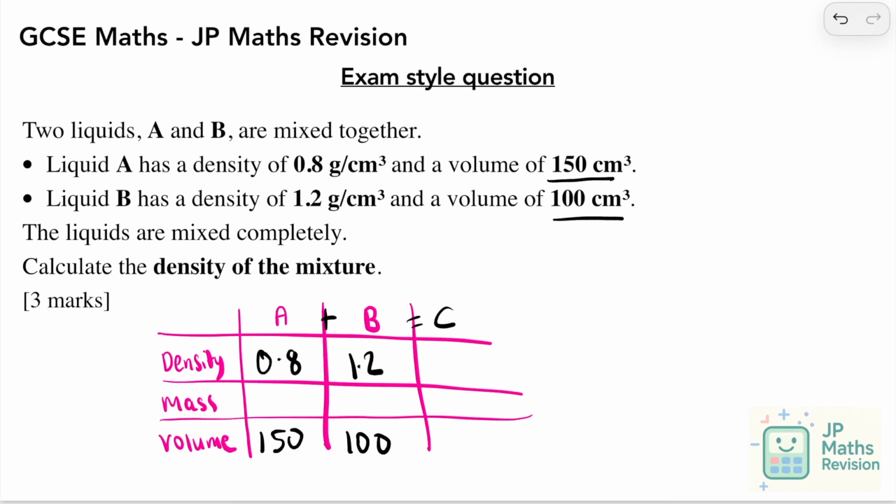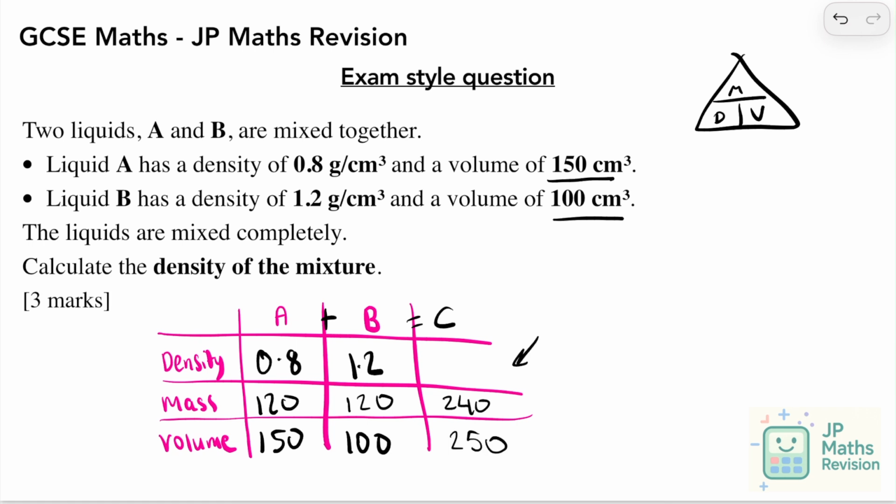To work out the mass of A, if I draw out the triangle, we have density as mass over volume. So the mass of A is the density times the volume of A. That's 150 times 0.8, which is 120. I'm going to do the same thing for B: 1.2 times 100, which is 120. So even though we can't add densities, we can add masses and we can add volumes. The mass of C is 240, because 120 plus 120 is 240, and the volume of C is 250.